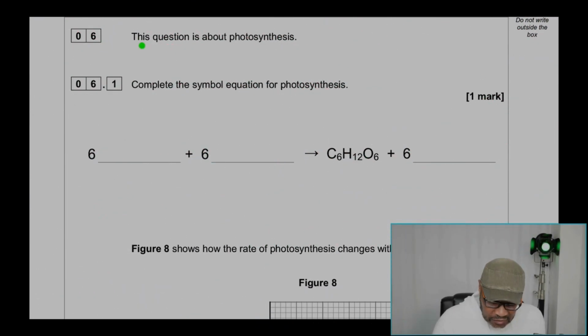Question 6. This question is about photosynthesis. Question 6.1. Complete the symbol equation for photosynthesis. If we start with 6 carbon dioxide plus 6 water, we get 1 glucose, C6H12O6, plus 6 oxygen gas.